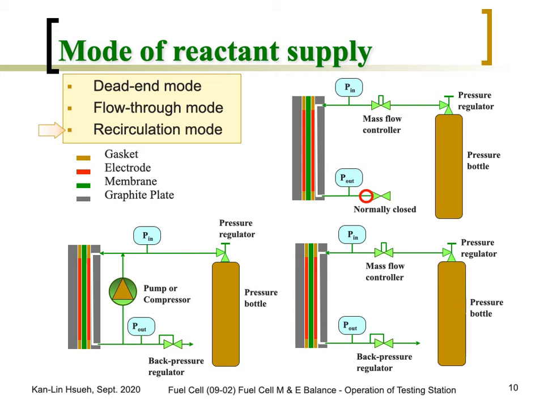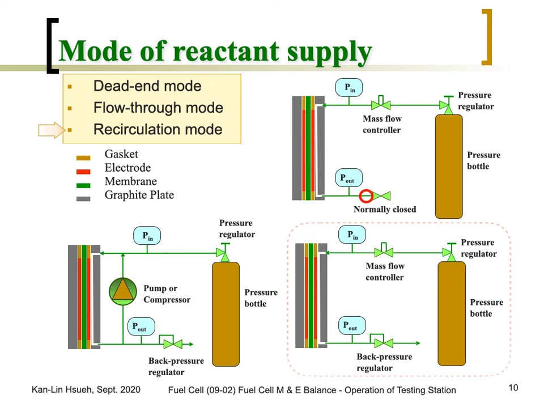But in reality, because water may soak from the membrane to the anode, the channel may be blocked. So occasionally, we probably need air to blow through on the air side, to try to clear out the flow channel. So we may have a different type, which we call the flow-through mode.